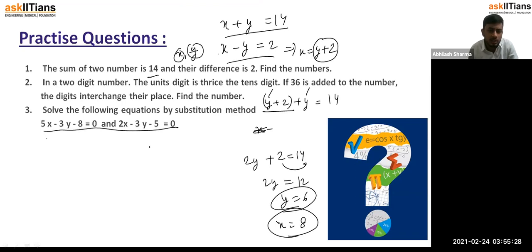Okay, now let's talk about first this question. This seems to be easy. This is a word problem, so this also we will solve. But first, let us have a look at the third question. These two equations are given.